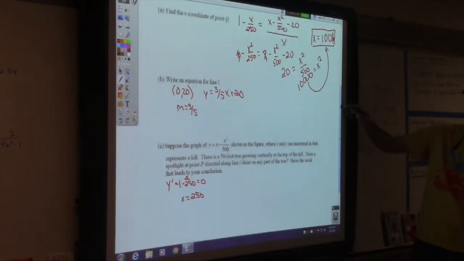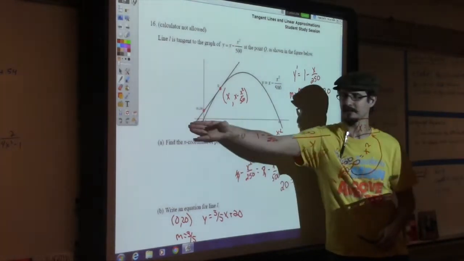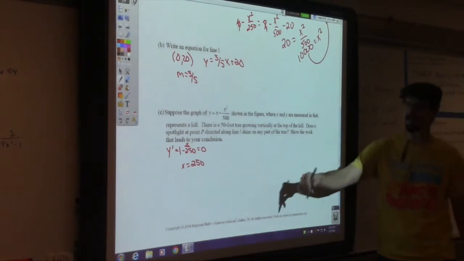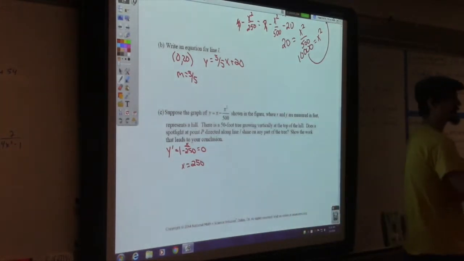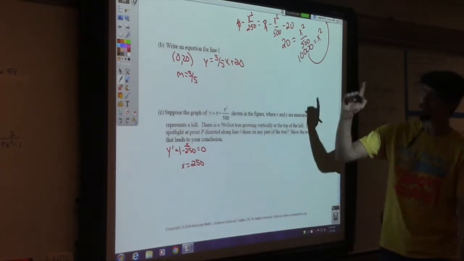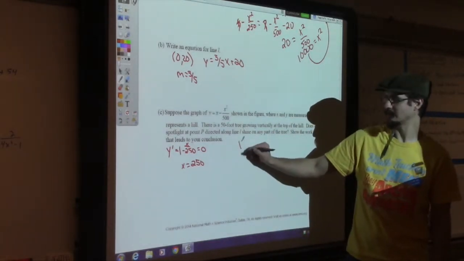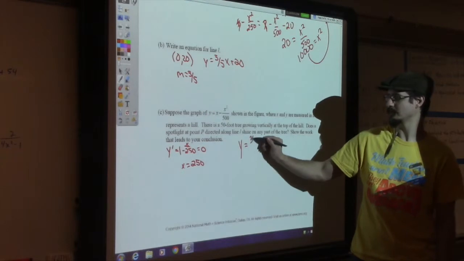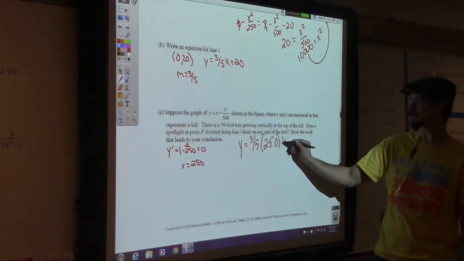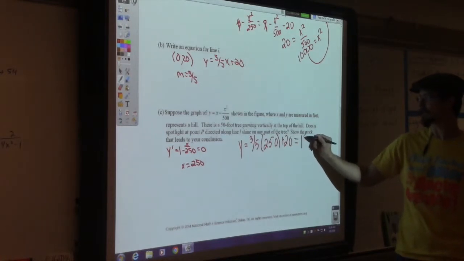Because what if this didn't go through 0? What if they didn't tell you where this other root is? That might have made the problem a little more difficult. So we used our calculus. We found the midpoint. Great. What are we going to do with it? Plug that into the tangent line to see what the y value is at that point. All right. So we plug it into the tangent line. We get y equals 3/5 times 250 plus 20. Boom. That gives us 170.